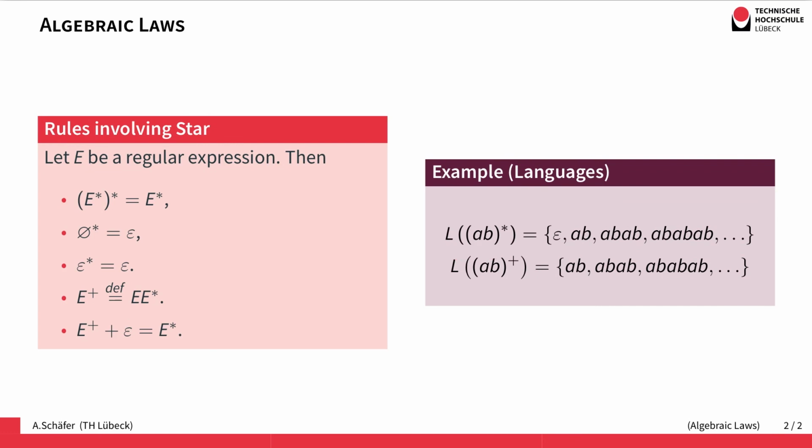If we look at this example, AB star is epsilon, AB, ABAB, ABABAB, and so on. And compared to the language defined by AB plus, it starts with AB, so there's no epsilon inside, and that's the difference. So these were the algebraic laws, and they can be used to manipulate algebraically the regular expressions.